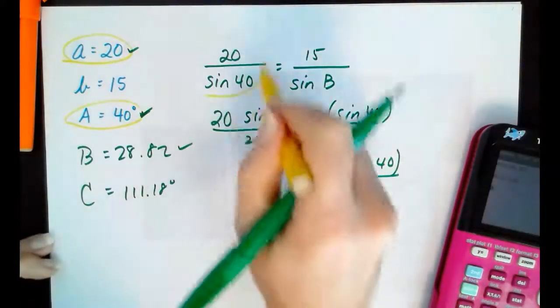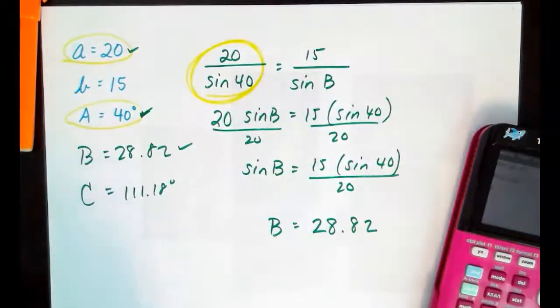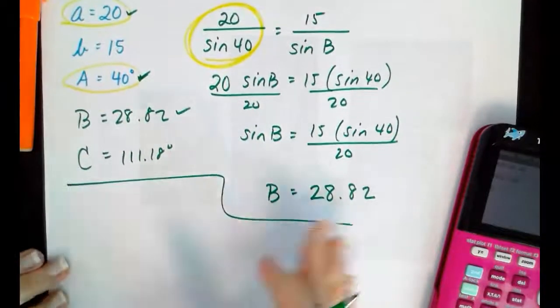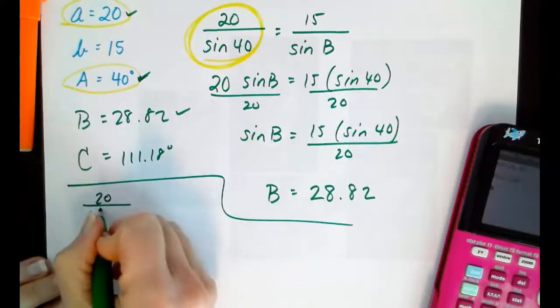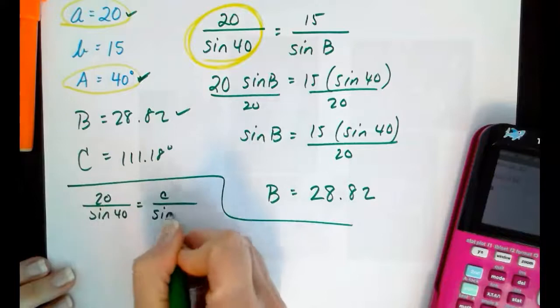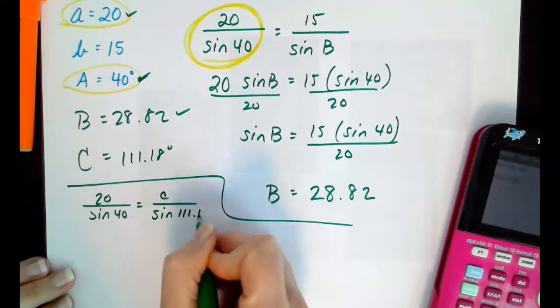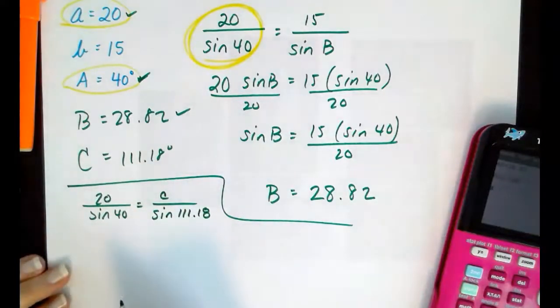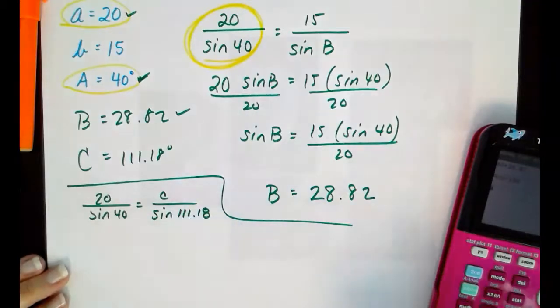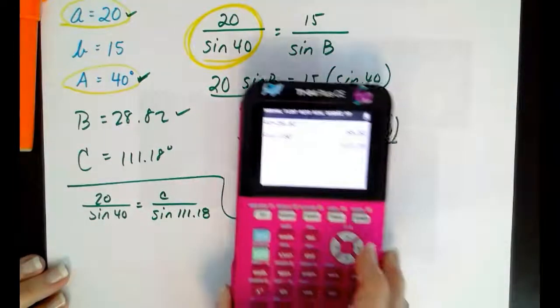Once again, we're going to utilize our given little a and big A to set up our ratio. So 20 over sine 40 equals little c over sine of 111.18. Now, once again, we're expecting side C to be large because it's being projected by the largest angle. In this case, an obtuse angle within the triangle.